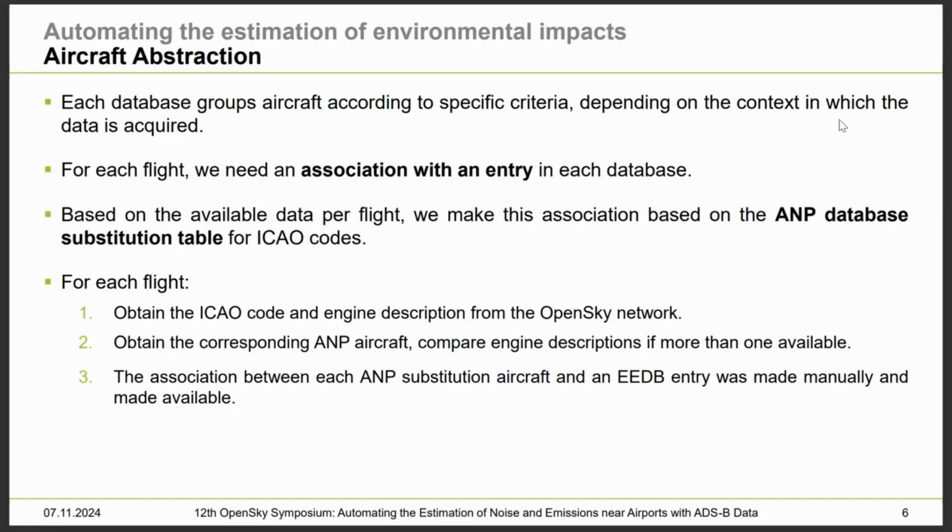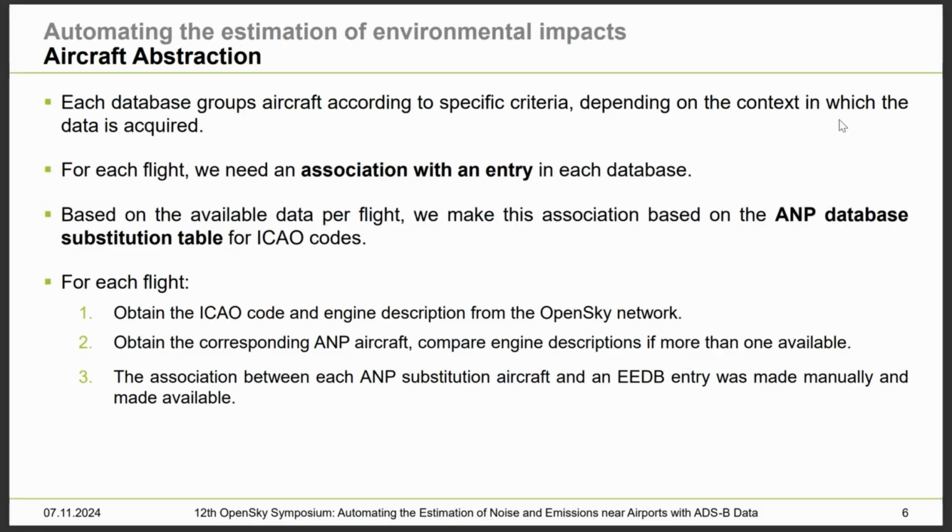So I work with what I had, and from OpenSky we do have these aircraft tables containing the ICAO code of the aircraft and an engine description. And I use that to associate this ICAO code and engine description with which one of the databases I require. In my case, the ANP database, and either the EEDB or the FOI databases for emissions.